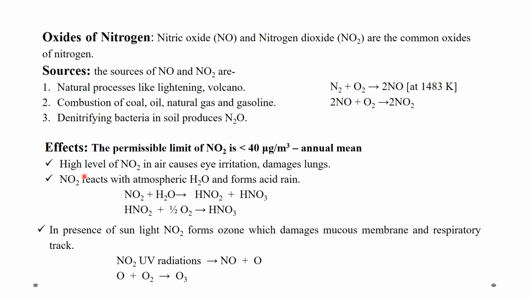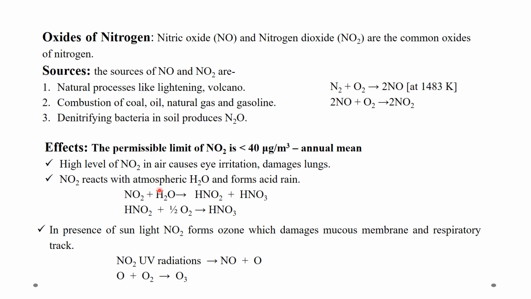So, what are the effects? The permissible limit of NO2 should be less than 40 microgram per meter cube annual mean. High level of NO2 in air causes eye irritation, damages lungs. If the concentration of NO2 is more than the permissible limit, then it causes eye irritation, it damages lungs, etc.